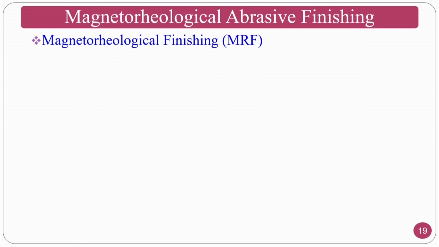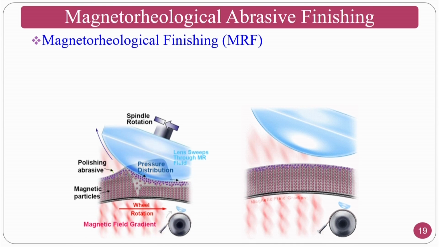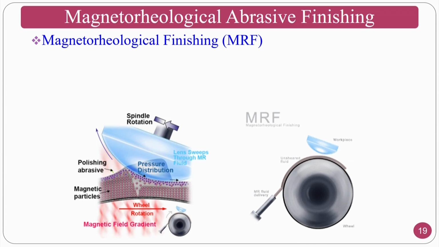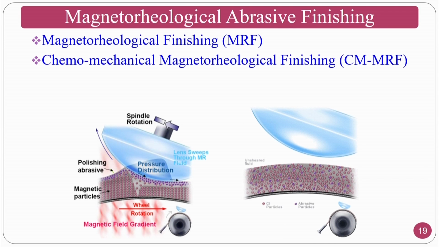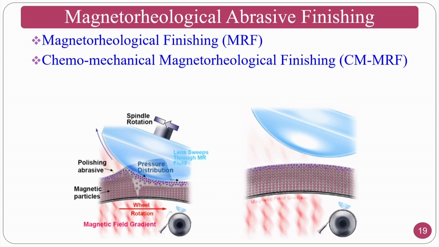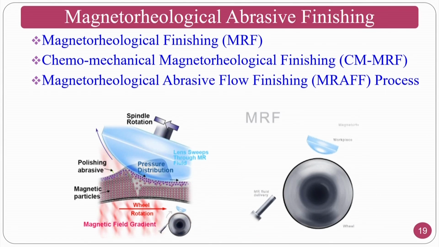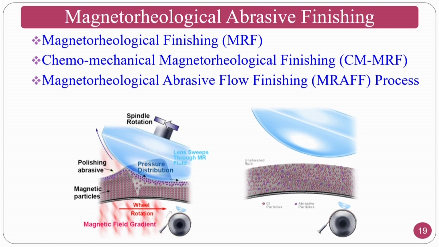Then we moved to the magnetorheological abrasive finishing process, which is used for finishing of contact lenses or many types of lenses. This can be blended with the chemomechanical magnetorheological finishing process, so that the chemical action as well as the magnetorheological action come into place and do the polishing operation at a nanometer level or sub nanometer level. And later we have seen that the magnetorheological finishing process can be blended with the abrasive flow finishing process.